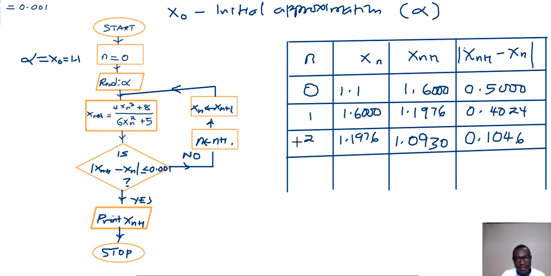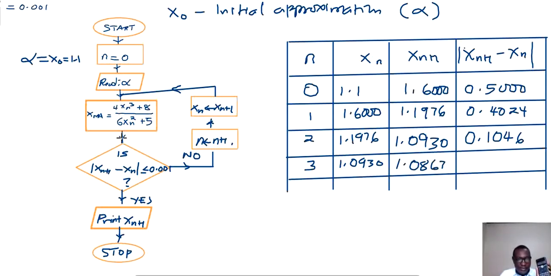We add a 1 on this to make it 3, and then the value xn takes on the previous value of xn plus 1. So this comes here. I have 1.0930. So we feed it here where there is xn. On our calculator, we shall get 1.0867. So having computed this, we move down.